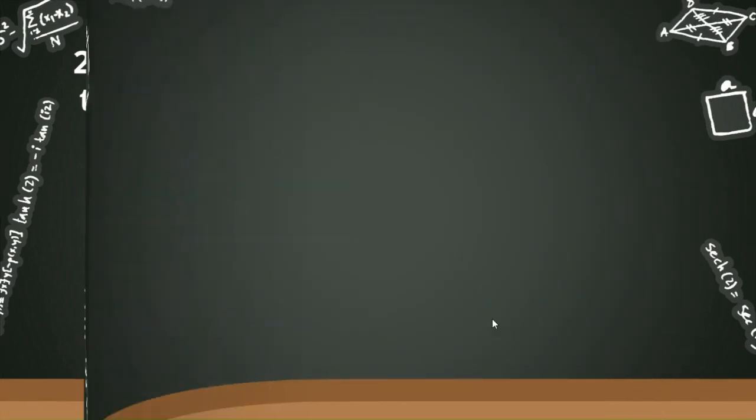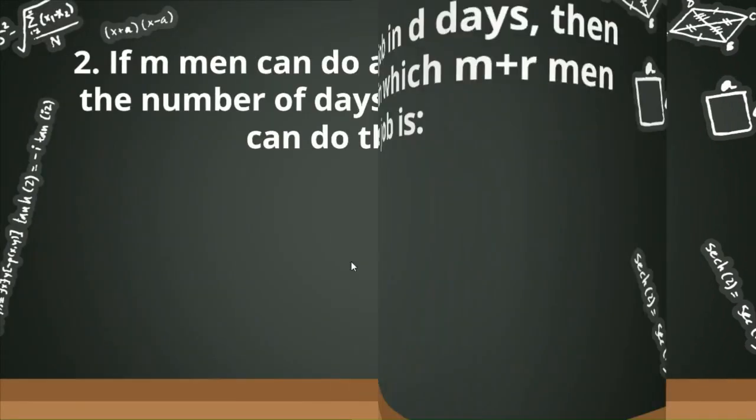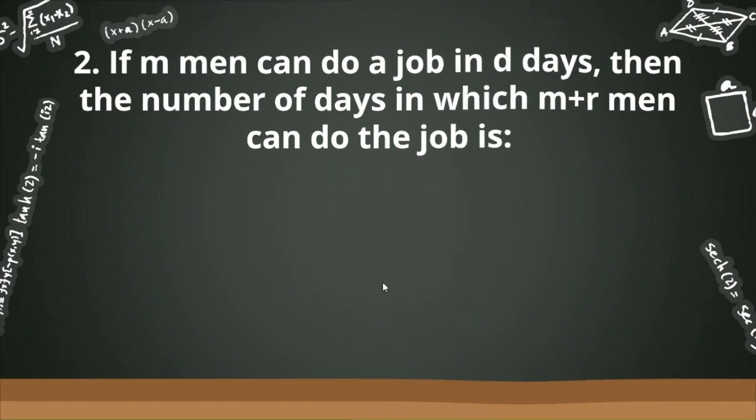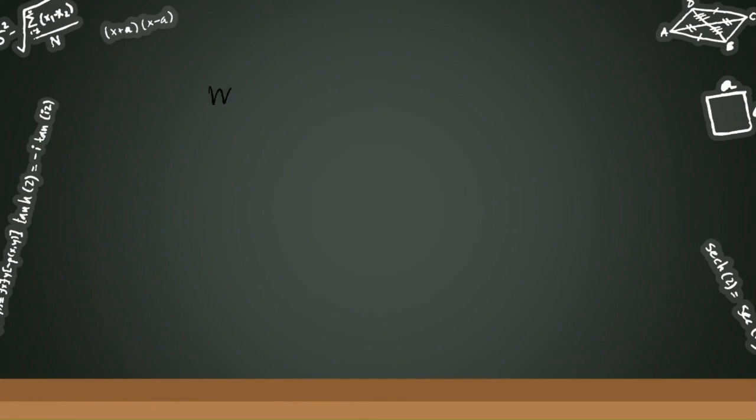Now what's the value of x? Let's do this in a new page. So let us write this one: m plus r by m equals d by x. So what's x? x should be d into m by m plus r. And this is our correct answer.